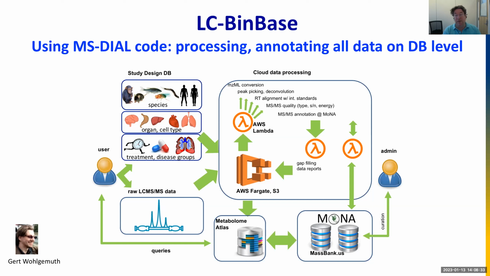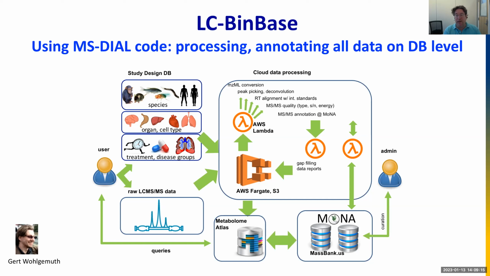Now, with that information, we are able to automatically and at scale do mzML conversions, peak picking, retention time alignments, looking at the MS data quality, and annotate all mass spectra, including gap filling for missing values. All these data would then be collected in the LC binbase to give us metabolome atlases so that we can interrogate studies across species, between studies of the same type of biological experiment.